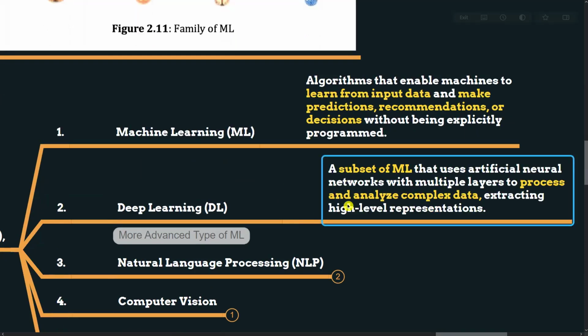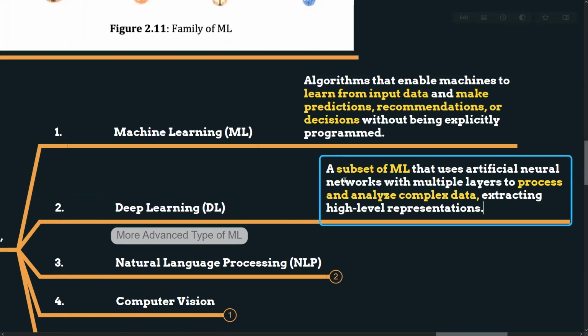See the definition: a subset of machine learning that uses artificial neural networks with multiple layers to process and analyze complex data, extracting high-level representations. What does it mean? It's a subset of ML, meaning it's a part of machine learning, but a very advanced type. It uses artificial neural networks, which I will explain to you, with multiple layers to process and analyze very, very complex data, extracting high-level representations. So let me explain this.